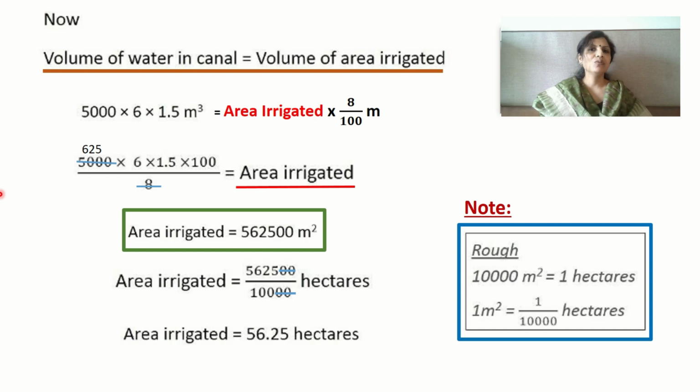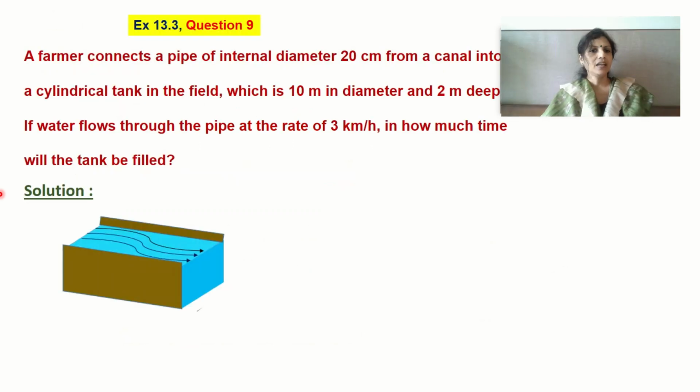Alright, so let's move to the next sum. Question 9, and this is another important sum, children. A farmer connects a pipe of internal diameter 20 centimeter from a canal into a cylindrical tank in the field which is 10 meter in diameter and 2 meter deep. If water flows through the pipe at the rate of 3 km per hour, in how much time will the tank be filled? So now in this case, from the canal, water is going to the tank through a pipe.